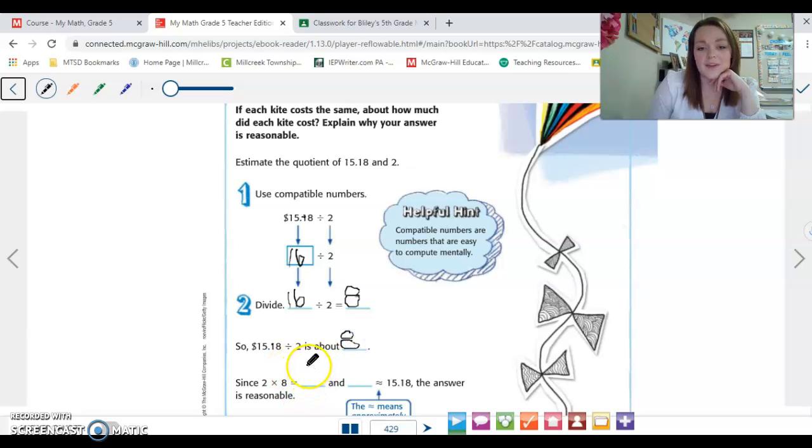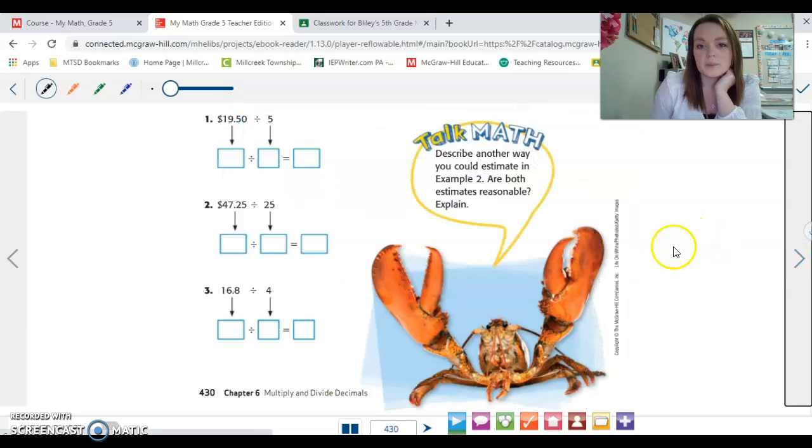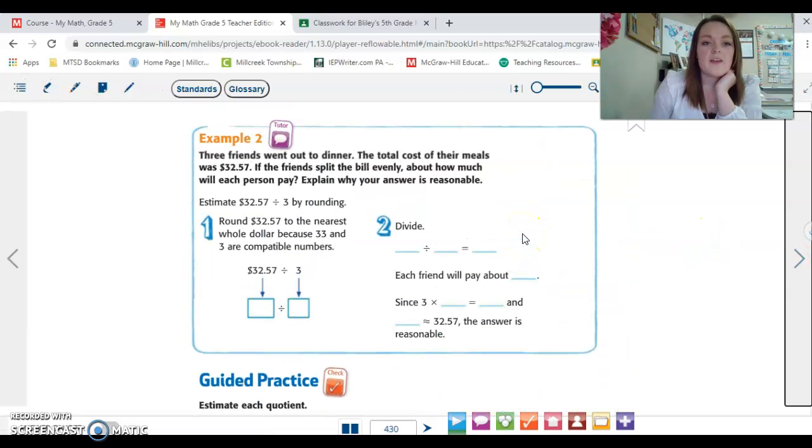Since 2 times 8 is 16, and 16 is close to $15.78. Fabulous. Let's move on to the second problem. It says, example 2, 3 friends went out to dinner. The total cost of their meals was $32.57. If the friends split the bill evenly, about how much will each person pay? Explain your answer is reasonable.